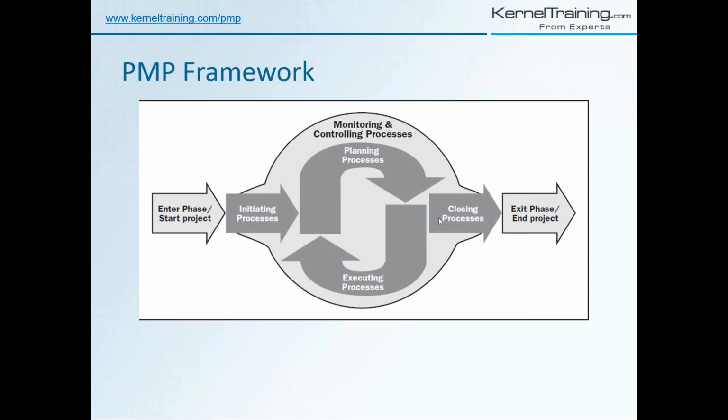Once you're done with this, the output goes to your closing process group. That is your accepted deliverables. If it's a multi-phase project, the output from this phase is input to the next phase, and if it's a single phase project, that is the final deliverable, the final product, as an output. Any questions so far?